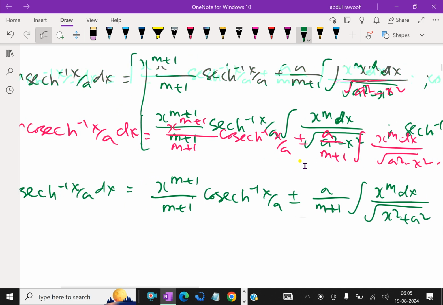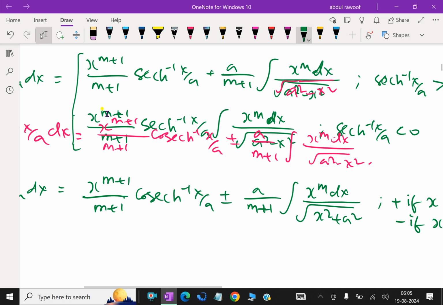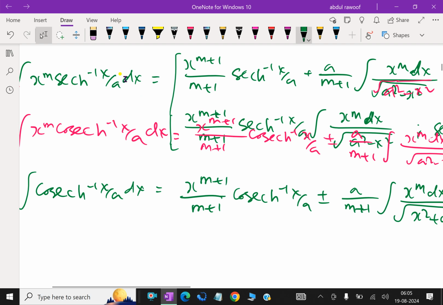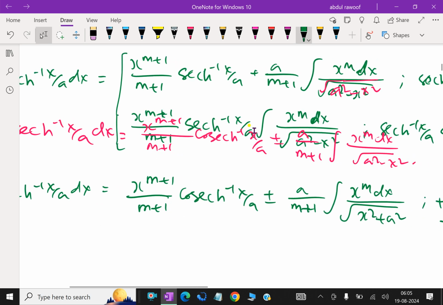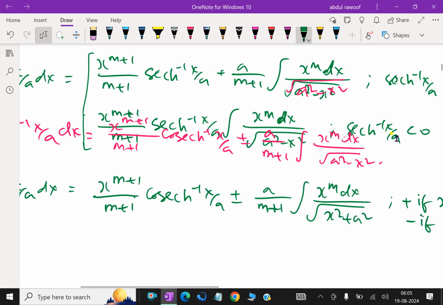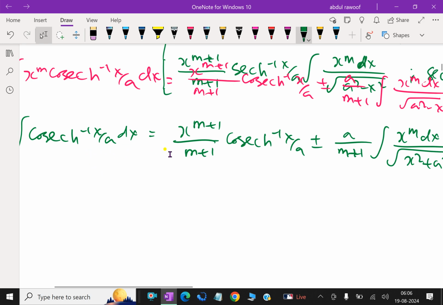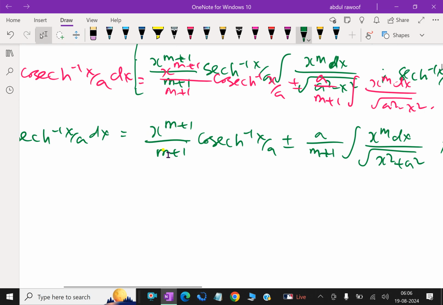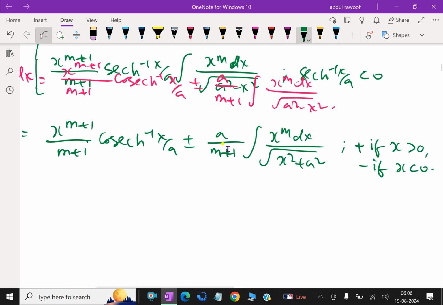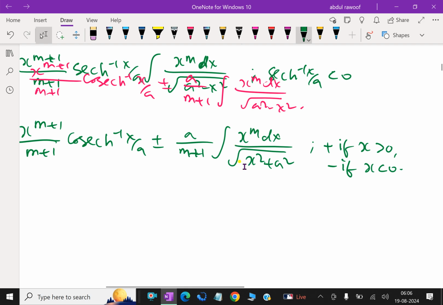Here, these two situations: the second, integral x power m sech inverse (x/a) dx, is x power m plus 1 over m plus 1 sech inverse (x/a) of integral x power m dx over plus or minus square root of a square minus x square when sech inverse (x/a) is lesser than 0. The same for csch inverse (x/a): dx equals x power m plus 1 over m plus 1 csch inverse (x/a) plus or minus a over m plus 1 integral x power m dx over the square root of x square plus a square. It is positive if x is greater than 0, because the plus or minus comes. It is negative if x is lesser than 0.